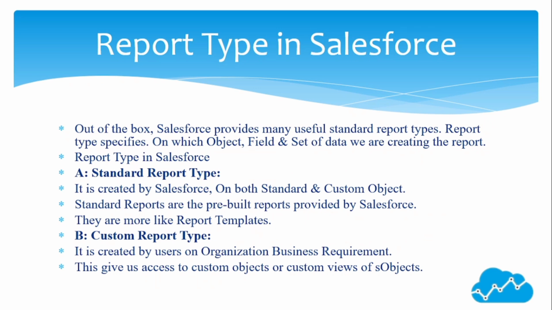Report type in Salesforce. Out of the box, Salesforce provides many useful standard report types. A report type specifies on which object, field and set of data we are creating the report. Standard report type: it is created by Salesforce on both standard and custom objects. Standard reports are the built-in reports provided by Salesforce. They are more like report templates. Custom report type: it is created by users on organization business requirement. This gives us access to custom objects or custom views of objects.